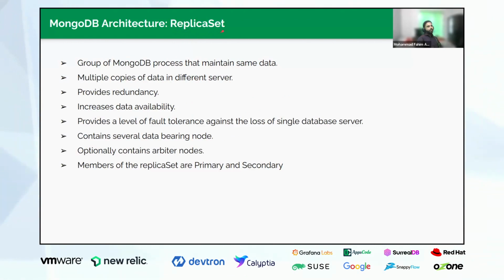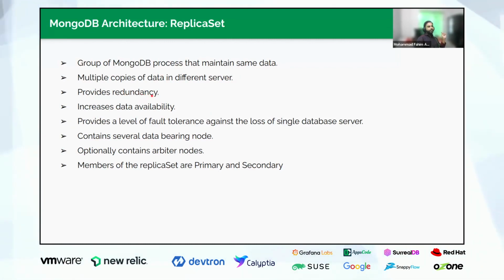Then there is the thing called replica set. A replica set is a group of MongoDB processes that maintain the same data. So there are multiple replicas of your database, and each replica maintains the same data. Then there are multiple copies of the data in different servers. So you have to put all the different replicas in different servers. So even if one server goes down, you can always get your data from the other servers, and the database actually keeps functioning when you lose one server.